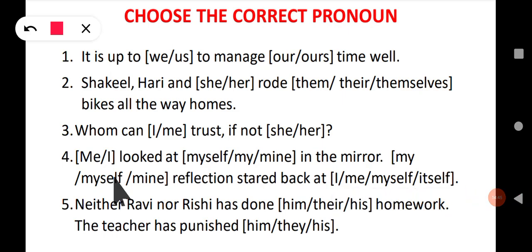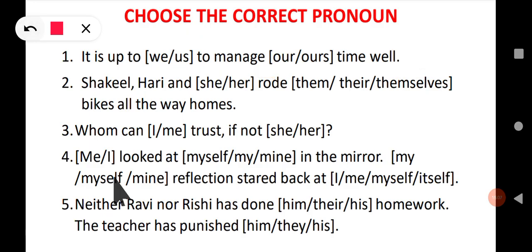Choose the correct pronoun. It is up to we or it is up to us. What can we use? It is up to us to manage dash time well. Ours time or our time? Our time. Time is noun, our is adjective here. Possessive adjective. Got it? So it is up to us to manage our time well.